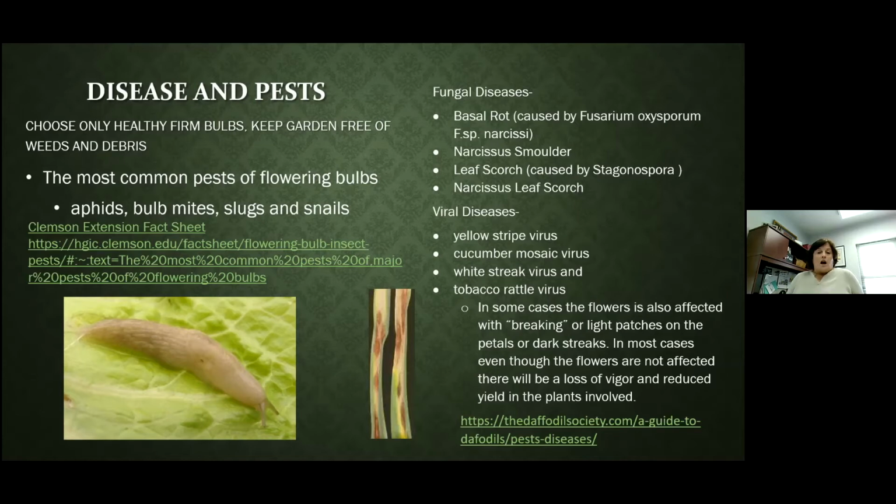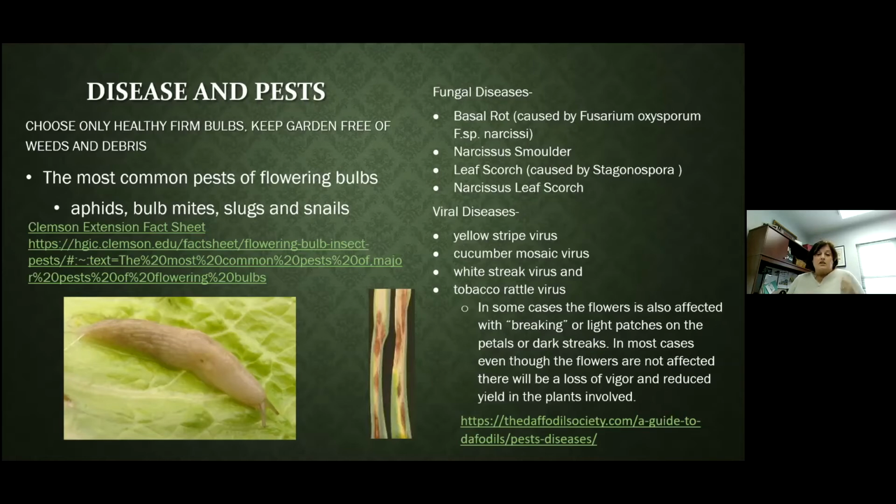Also, fungal diseases: basal rot, smolder, leaf scorch, narcissus leaf scorch, all of these are fungal diseases. And then there are some viral diseases. And remember, in tulip mania, the viral disease was actually a godsend to some people because it sent the tulip market skyrocketing. What it did was break up the color and make them more attractive to some people. But viral diseases can also be detrimental, so you want to be on the lookout for that.